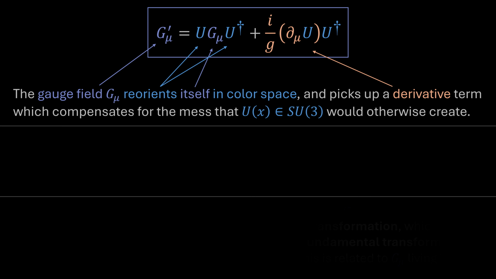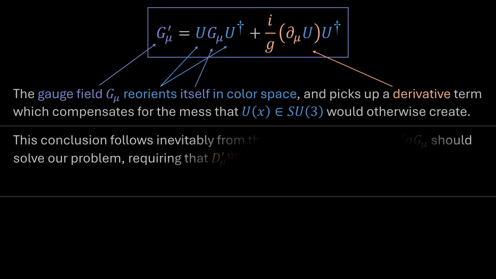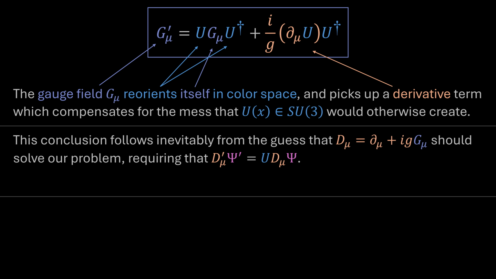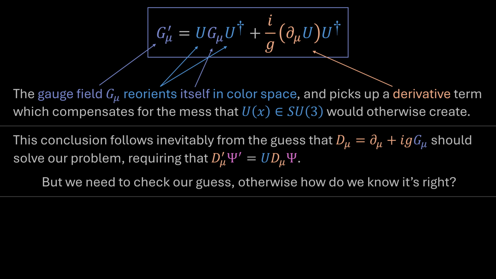Alright, so to summarize, we found what seems to be a plausible candidate for the gauge field, and we see that necessarily, under an SU3 transformation, the gauge field has to reorient itself in color space, and also pick up a derivative term that's going to clean up the mess pertaining to the spacetime derivatives of our transformation matrix field. Now this conclusion follows inevitably from our educated guess about the definition of the covariant derivative and the way it has to transform when hopping from one gauge to another. But we need to check our guess.